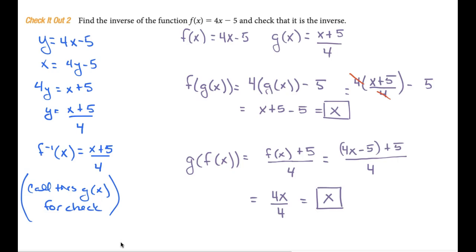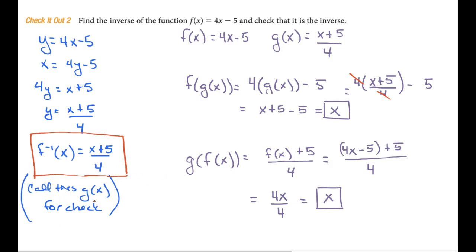Okay, so here's your answer. You should have gotten the inverse function of x is x plus 5 over 4. So I'll put a box around that in red here because that's your answer that you should have reported on the Edpuzzle.